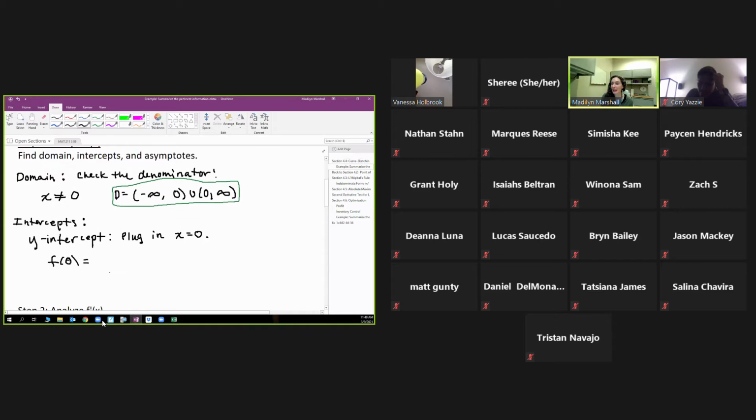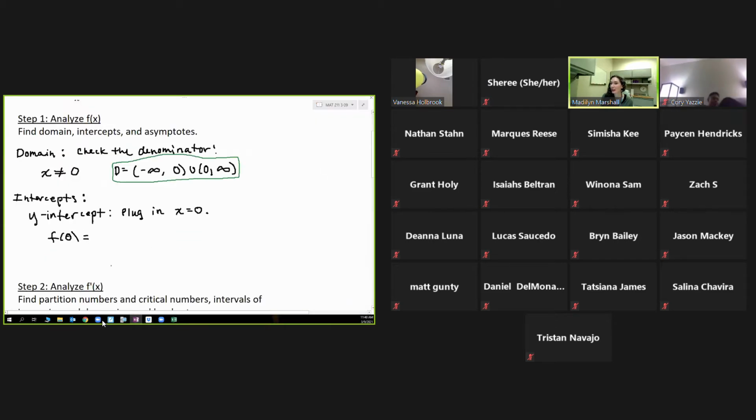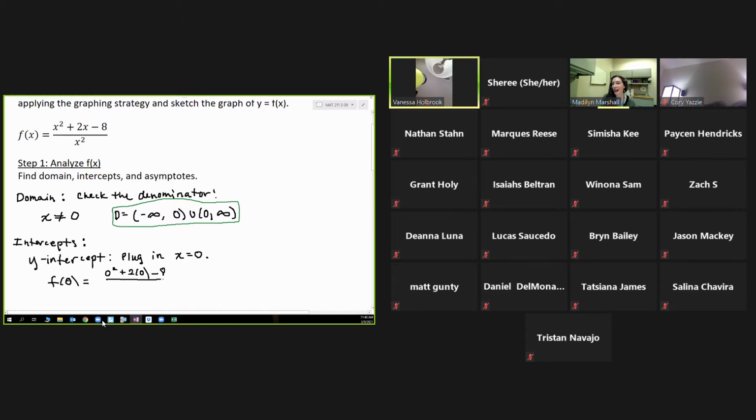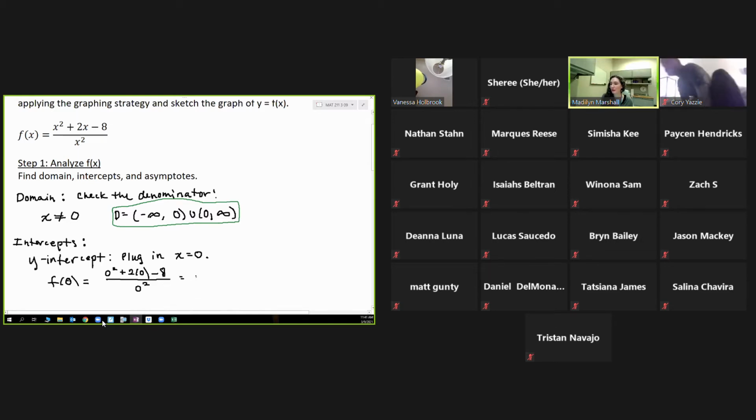So let's plug it in. So our function. So there isn't a y-intercept? Yes, exactly. So if we try to plug in 0 for x, the denominator is 0. Yeah, exactly. We have 0 in the denominator, which is undefined.